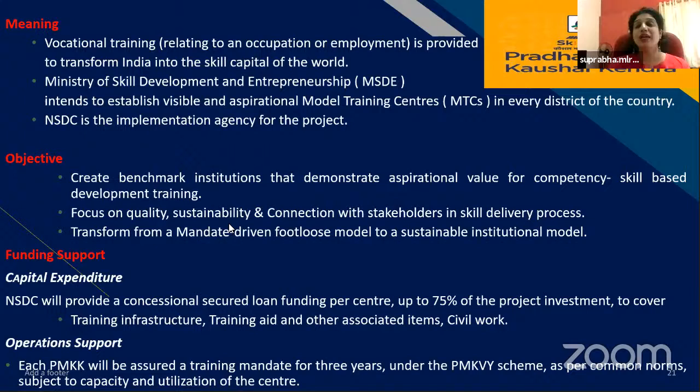So where did the fund come from? You know the funding part always goes to NSDC. NSDC said that I will provide you 75 percent. For the private sector, they said: you start up your MTCs, your model training centers, and I will give you 75 percent from the Government of India. I will invest in your infrastructure, training aids, and anything related to the civil work of that project. For these things I will invest 75 percent. The balance 25 percent you have to handle, because when the profit comes, only a part is shared with the government, and the majority goes to the private sector.